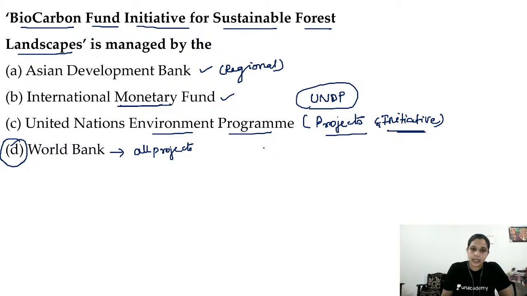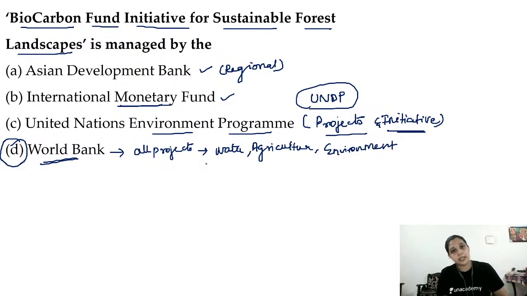In India they have given funds for water, agriculture. They have given funds for environmental projects. So you can't bring in World Bank as a normal bank. They work as a funding agency for many projects. So how I eliminated, I told you, Asian Development Bank will not come. It's a regional bank. This Biocarbon Fund Initiative for Sustainable Forest Landscape is an international initiative. Definitely Asian Development Bank will not come.